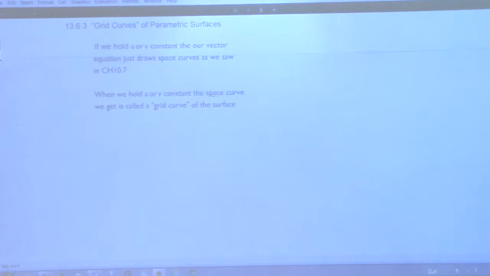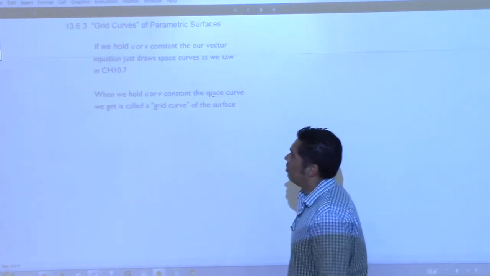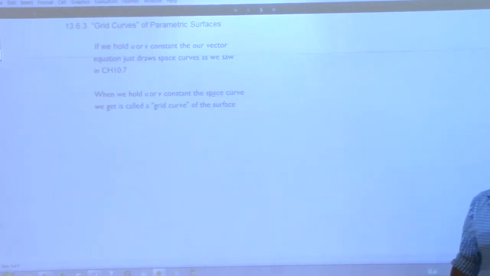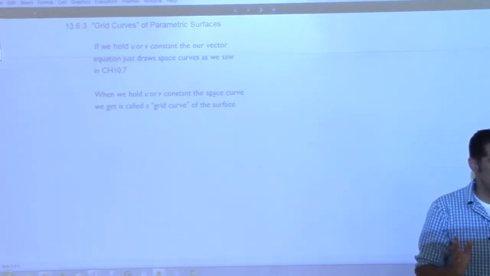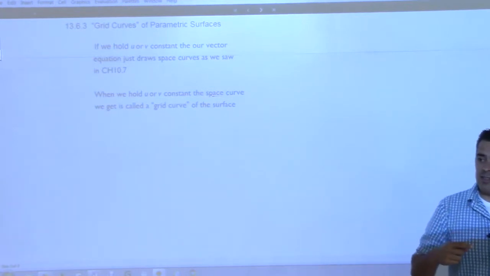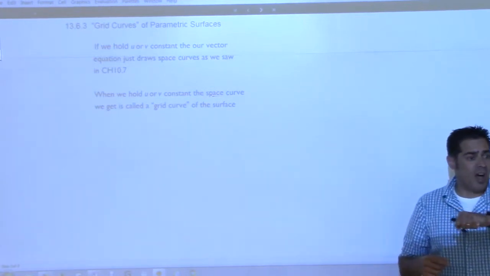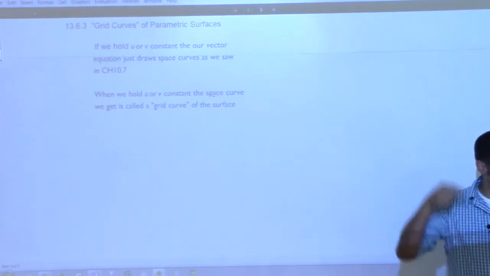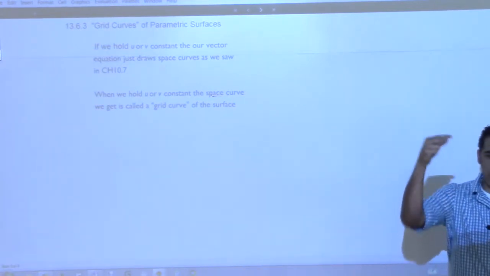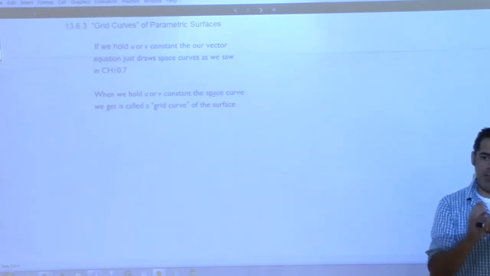So this idea of grid curves of a parametric surface. We did several in class together, and every single one of them we were using u and v, right? And we were putting restrictions on u and v. What I was trying to get you to see is that if you held one of your variables constant and let the other one go through its range, then it would draw one piece of something, like one curve. Then you move the variable a little bit, it draws another curve.